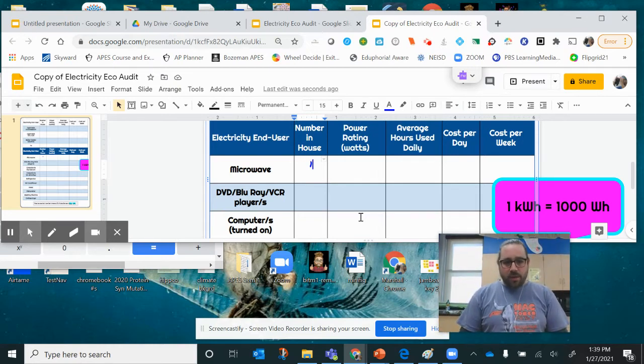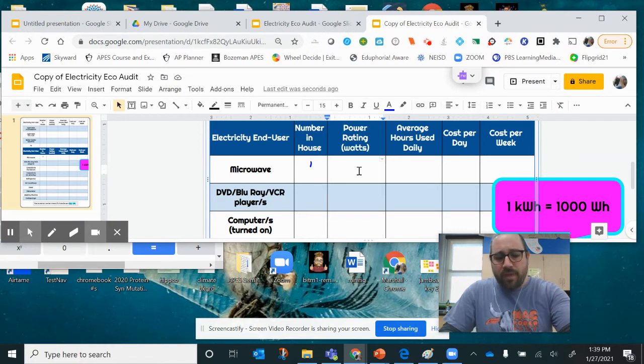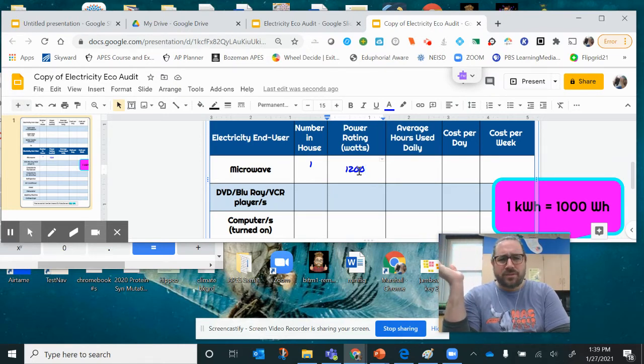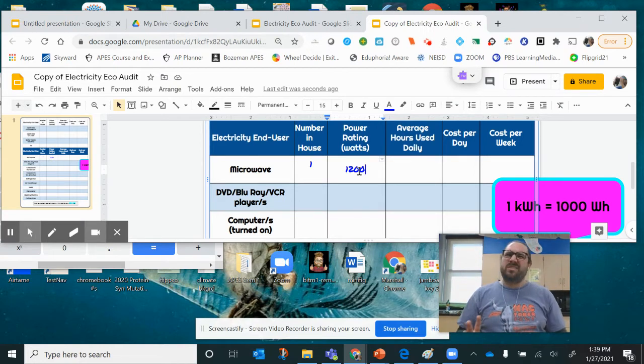Okay, so I have one microwave, and I took a picture of it, and I saw that it was 1,200 watts. It said it on the front of the microwave. Average hours used daily. Well, let me think about it. For my lights, when I first did this, I thought there's 12 hours of darkness, so 12 hours of lights. But no. The lights aren't on when I'm awake, or when I'm asleep, or when I'm away from the house, although it's COVID, so when am I ever away? It's actually like 5 hours.